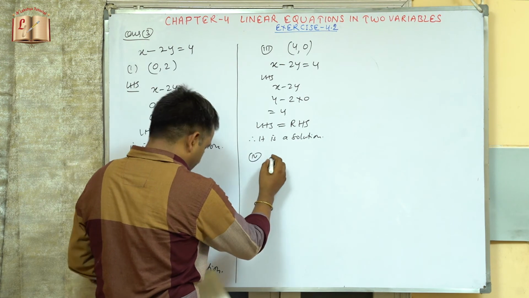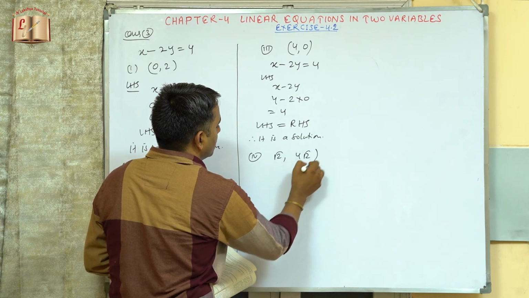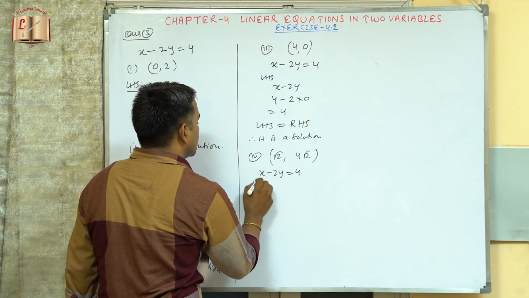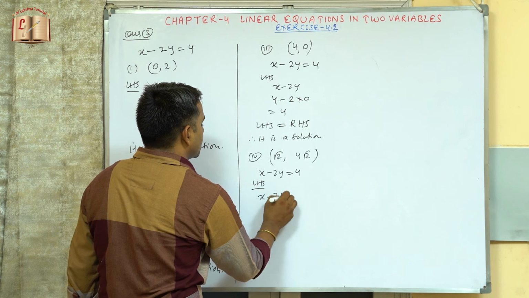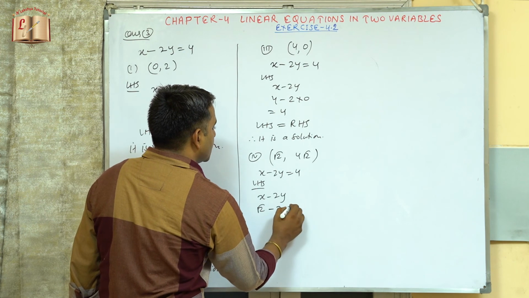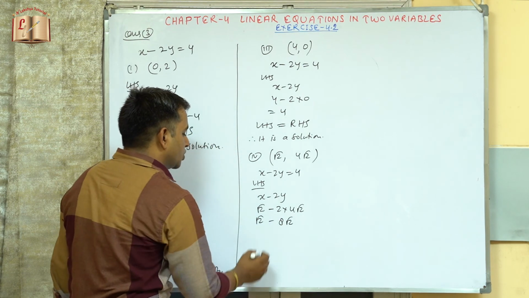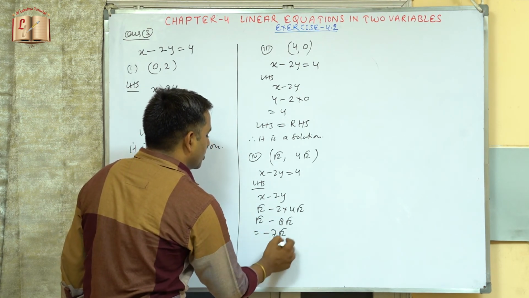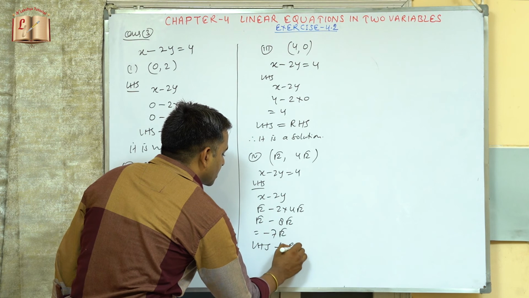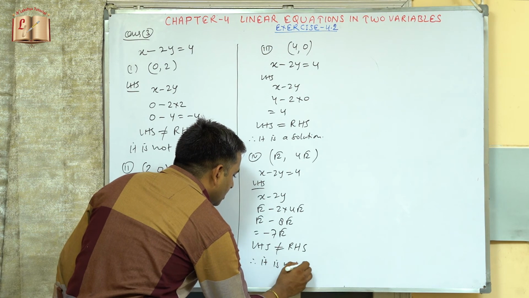Coming to the fourth part, this is root 2, 4 root 2. These are the coordinates. So the equation is x minus 2y equals 4. Taking LHS only, this is x minus 2y. So x is root 2 minus 2 into y, which is 4 root 2. So this is root 2 minus 8 root 2, which is equal to minus 7 root 2. So this is not equal to the RHS. RHS is 4. So LHS is not equal to RHS, therefore it is not a solution.